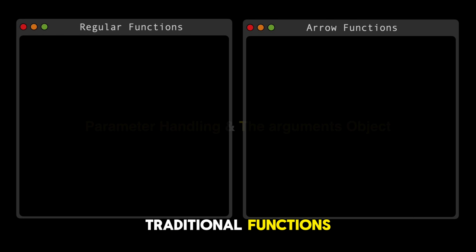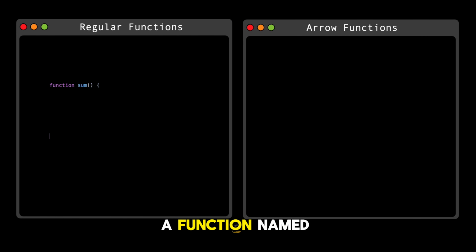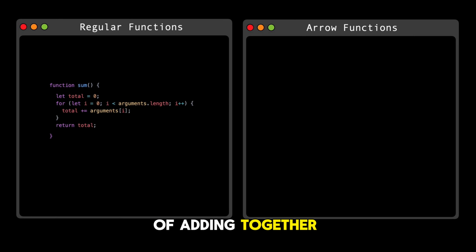Starting with traditional functions, let's examine how they deal with parameters. First, we have a function named sum. This function doesn't declare any formal parameters, yet it's capable of adding together any number of arguments passed to it. The magic here lies in the arguments object. This special object is available within traditional functions, allowing access to all the arguments passed to the function.